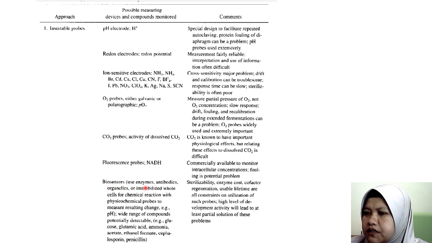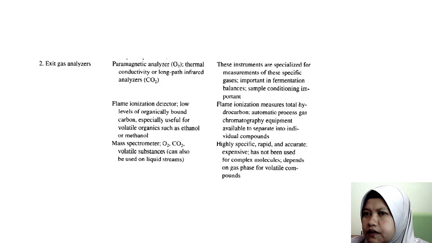Normally they use enzymes, antibodies, organelles or immobilized whole cells for chemical reaction with physicochemical probes to measure the result of change, for example pH. Another one is exhaust gas analyzers. So normally they use paramagnetic analyzers, thermal conductivity or long pass infrared analyzers, flame ionization detector, which detect low levels of organically bound carbon, especially useful for volatile organics such as ethanol or methanol.